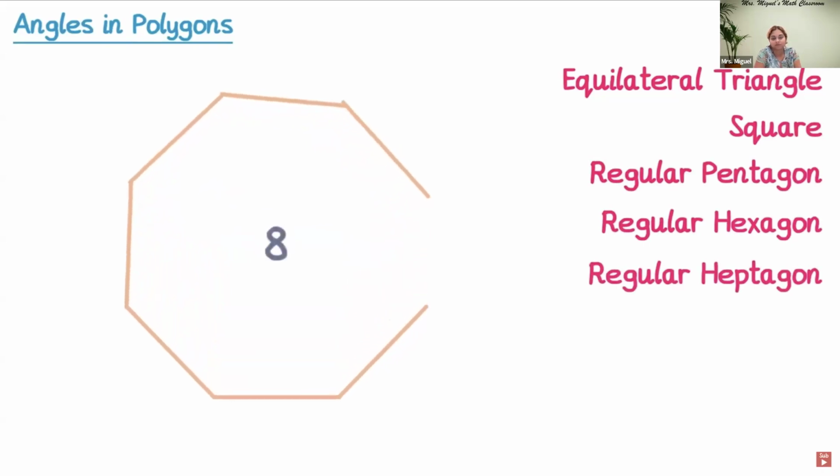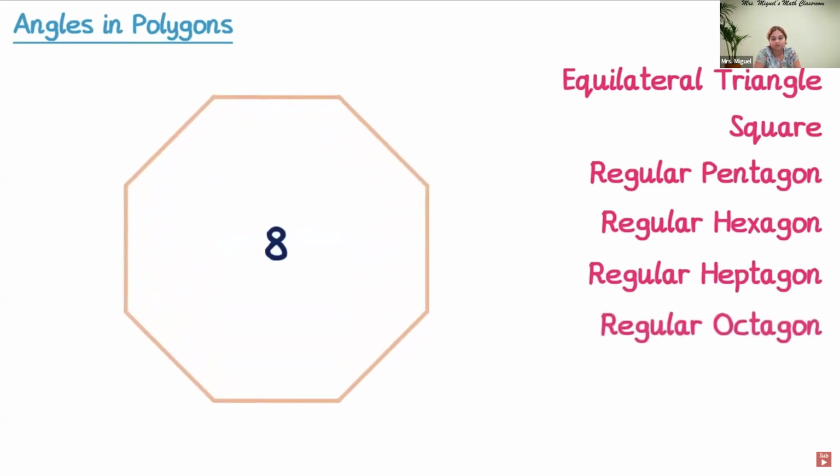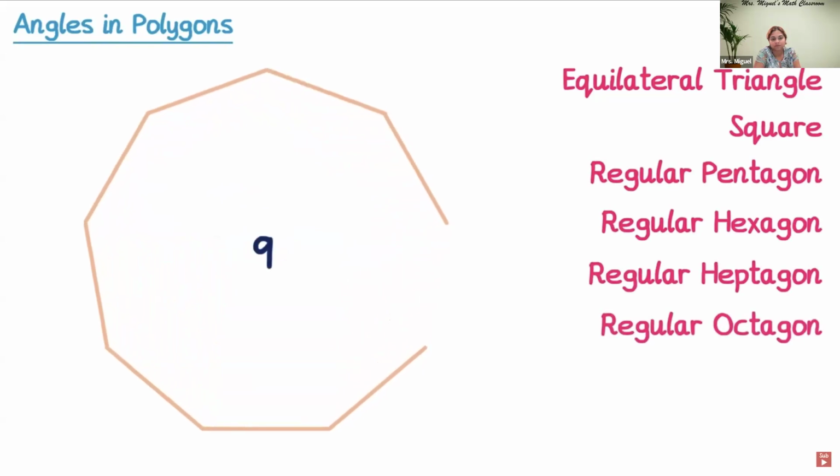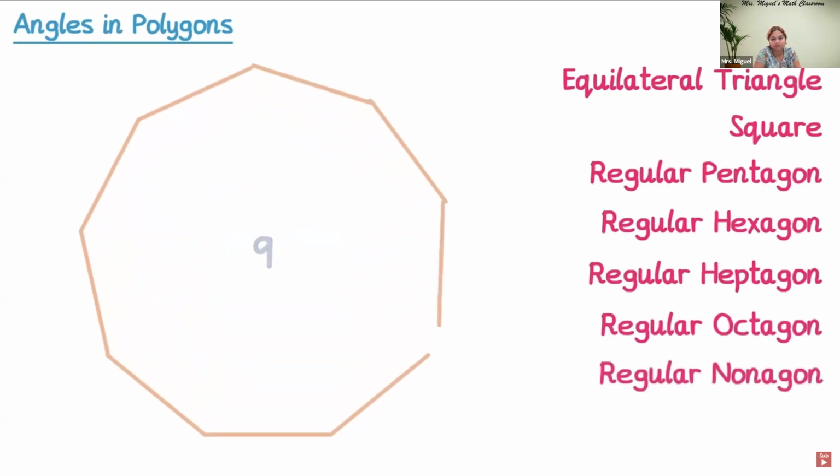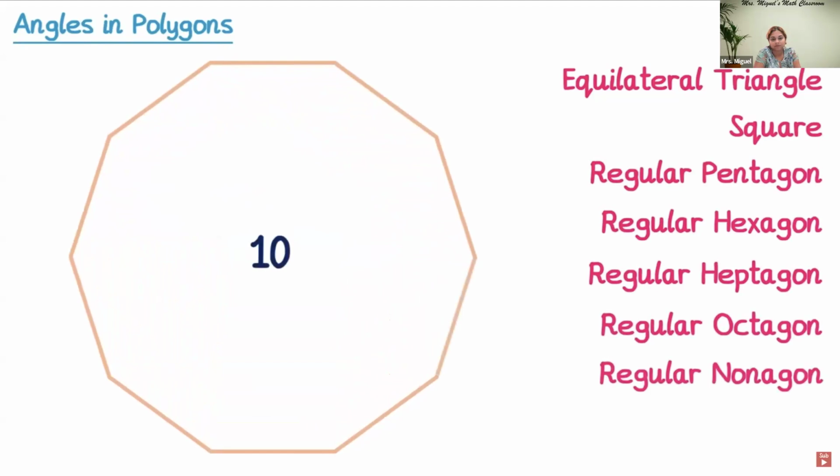An 8th side, now we have a regular octagon. If we add a 9th side, we have a regular nonagon. And if we go up to a 10th side, we have a regular decagon.